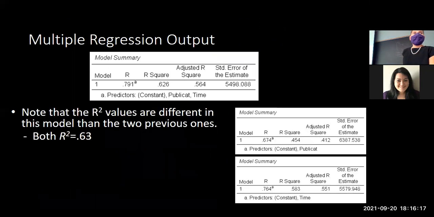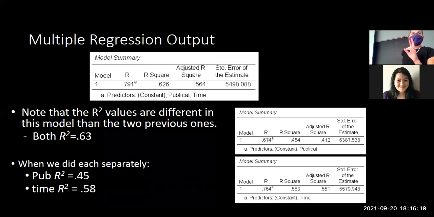Now, what I want to show you here is that the R squared values in this model are different than they would be if you had done them separately. So this is me saying I ran this R squared when I just had publications as a predictor, my R squared was 0.45. When just time was the predictor, my R squared was 0.58. And together, they're 0.62.